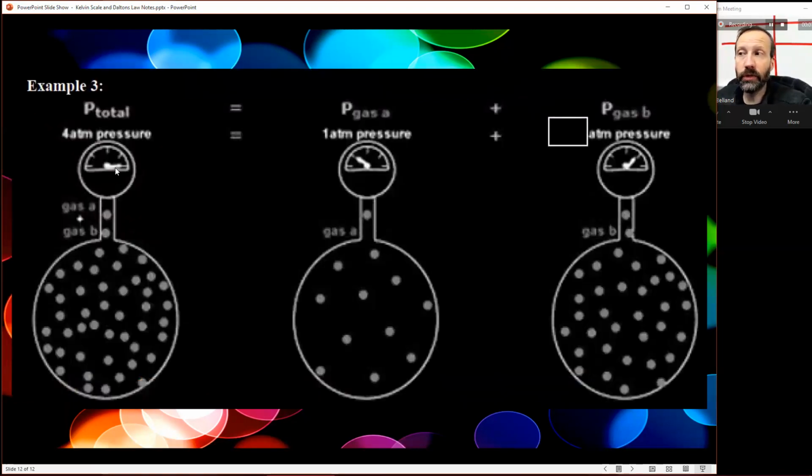And then third problem, notice what I have here already. It's telling me I have a total pressure. So 4 ATMs, 4 atmospheres, is the total. If gas A is 1 atmosphere, then how much was gas B in order that they add up to 4 atmospheres? Okay, so you put your answer in the box there, and that's it for the practice, okay?